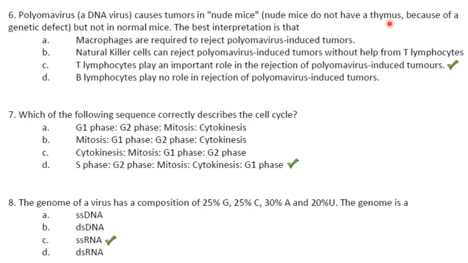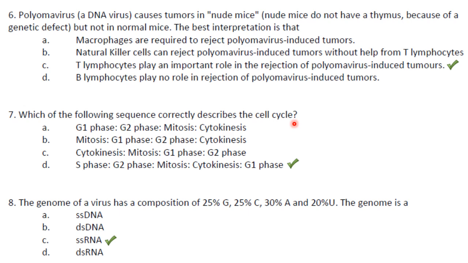No thymus means T lymphocytes are not produced, because T cells mature in the thymus, and nude mice do not have T cells, so they get cancer. So what do you infer from this? That T lymphocytes play an important role in the rejection of polyoma virus induced tumors. Answer is option C. Now which of the following sequences correctly describes the cell cycle?